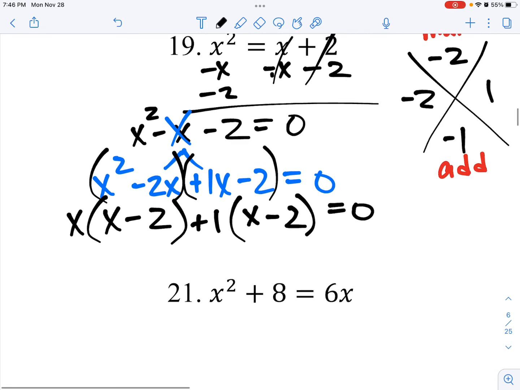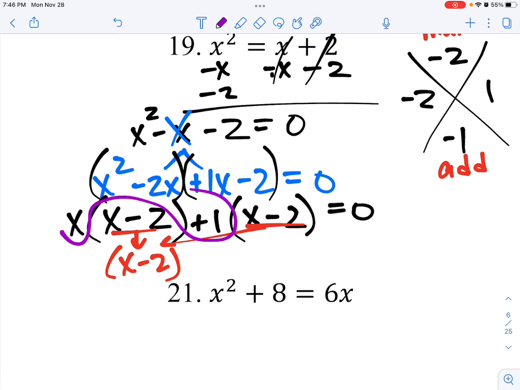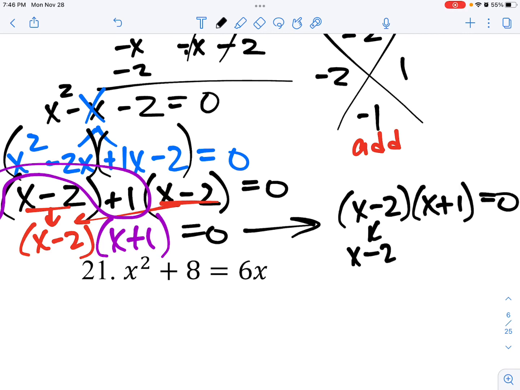Okay, so remember when these two things match, that means the first part of your answer is x minus 2. And remember the second part of your answer is x plus 1. And you still have equals 0. So I'm going to go over here and rewrite what I have, since I just ran out of room. (x minus 2)(x plus 1) equals 0. I'm going to set this equal to 0, and I'm going to set this equal to 0.